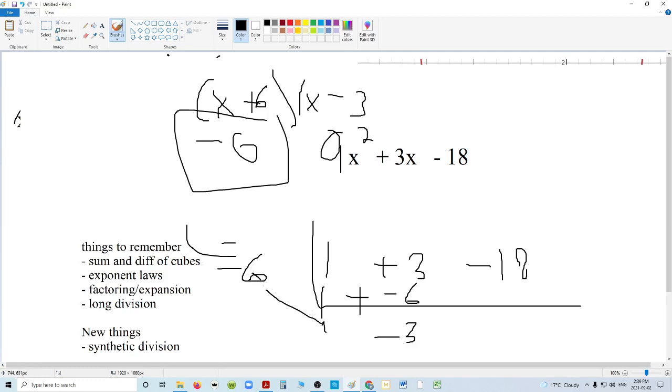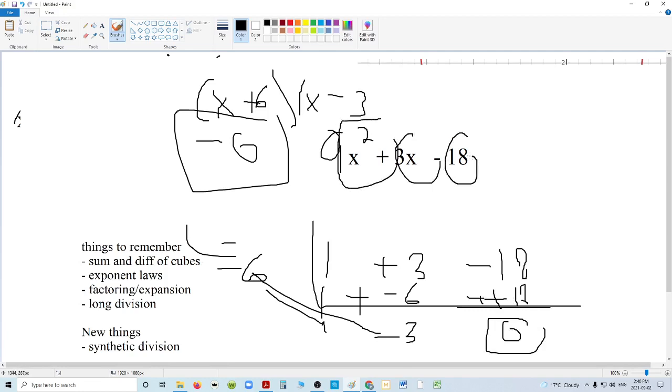Then we're going to multiply that by minus 6, and we get plus 18. And we're going to add them, and we get 0. We get a remainder 0 here. And then we're going to remember that we started with x squared, x, and 18, and the x's we put here are 1 less than what we started with. So I'm going to put 1x minus 3, which is also x minus 3.